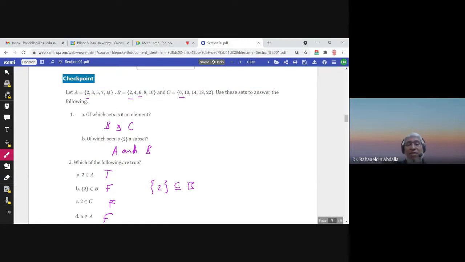Which pair of A, B, and C are disjoint? A, B, is it disjoint? Are these two sets disjoint? No, because 2 is in common. There is 2 here and 2 here.